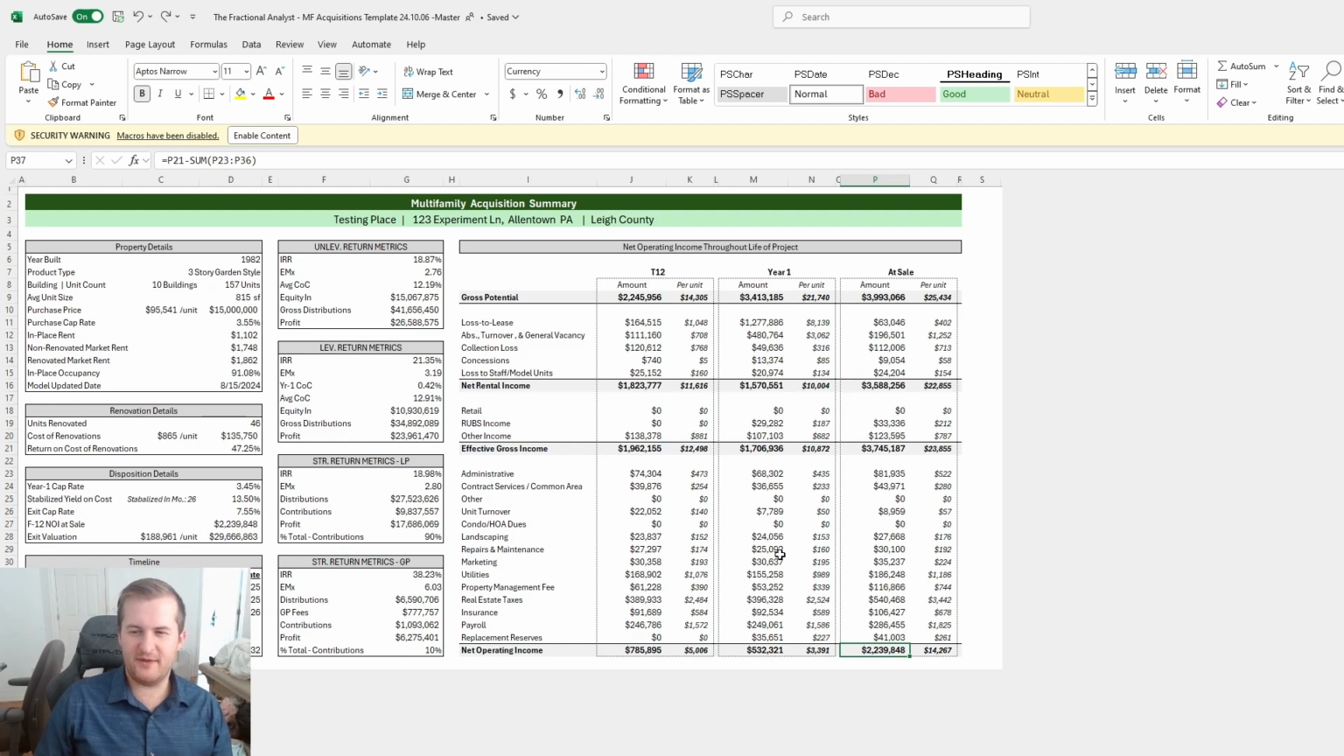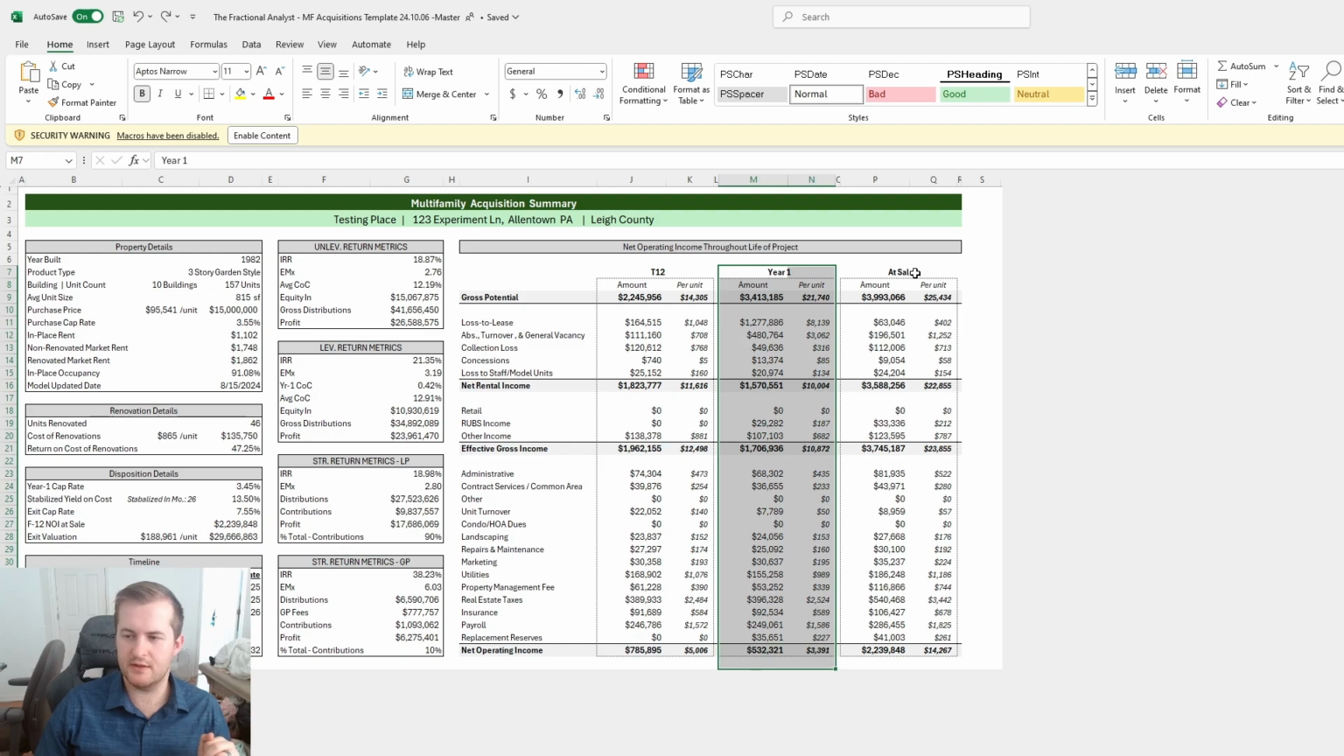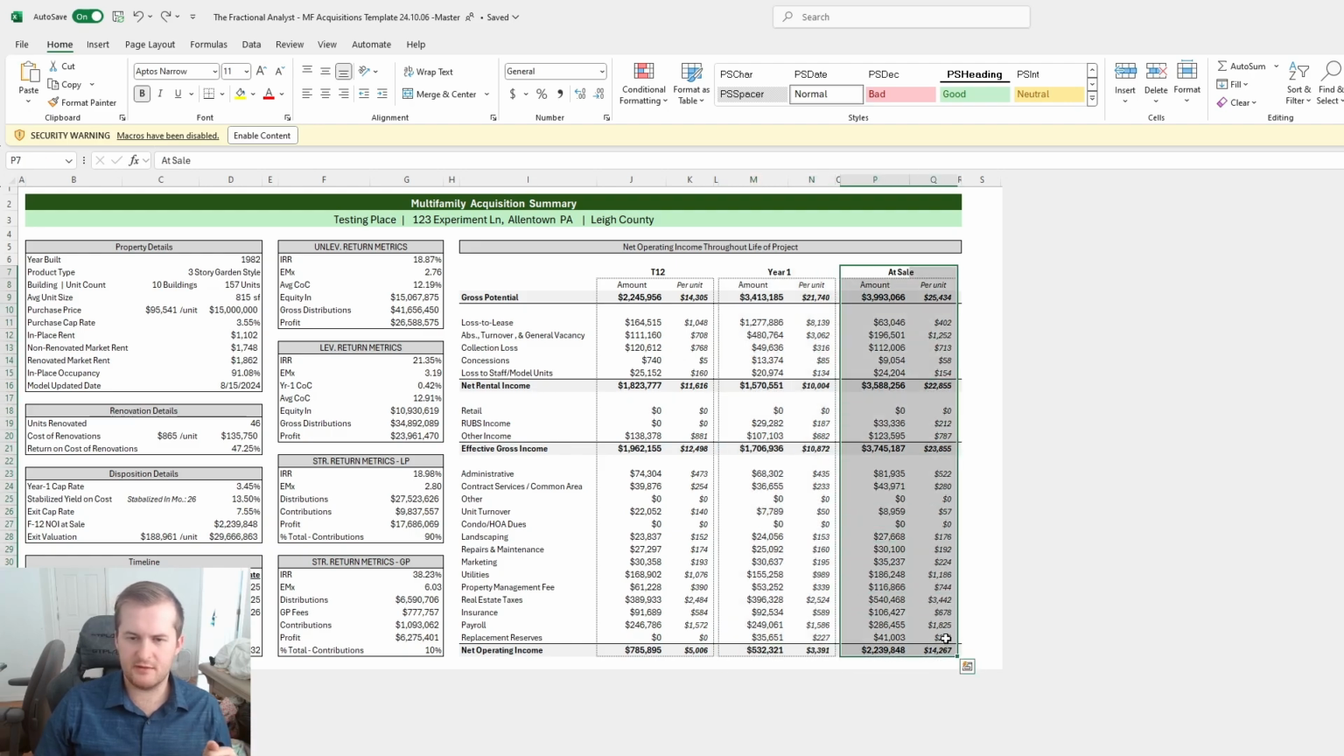Getting back to the summary page, as you can see, you can fit a lot of really juicy information onto one page. And again, happy to answer any questions that you have about it. But let's get back to it. So we went over stabilized yield on cost. We went over debt constant. We went over trailing information, first year of operations, operations at sale. Went over property details, levered metrics, structured metrics.